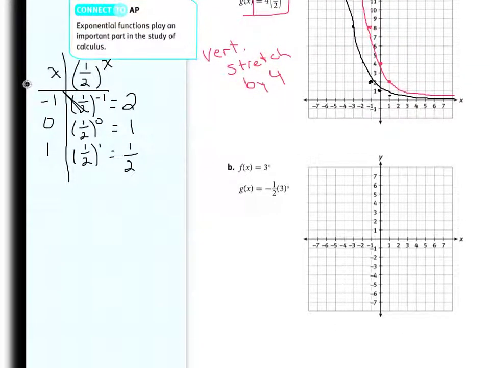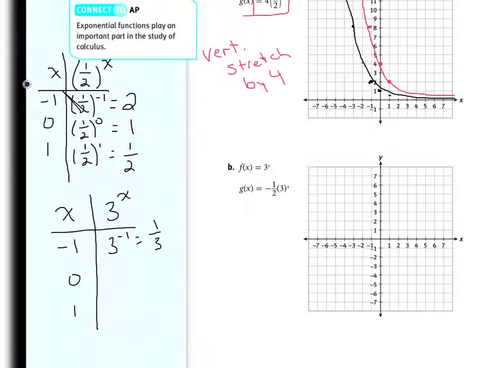The next one, 3 to the x. So if I make my table again, x and 3 to the x. -1, 0, and 1. 3 to the -1, that's 1/3. 3 to the 0, that's a 1. 3 to the 1 is a 3. So here is an increasing parent graph. That's what that is called, a parent graph.